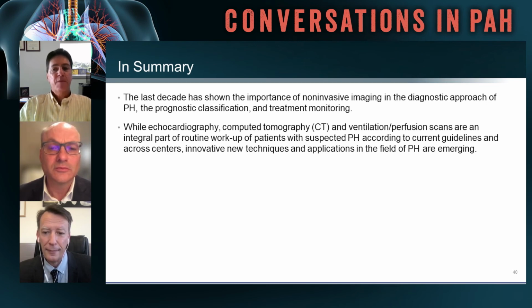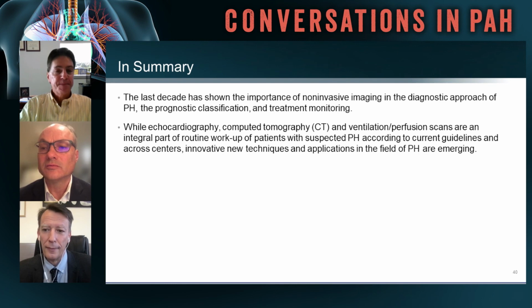Just to summarize this last section on imaging, the last decade has shown the importance of non-invasive imaging in the diagnostic approach of PH, in the classification, prognosis, and treatment monitoring. While echo, CT, and VQ scans are an integral part of routine workup of patients with suspected PH, according to guidelines and across centers, there are some innovative new techniques on the horizon and applications in the field of PH, such as 3D echo, dual energy CT, 4D flow magnetic resonance imaging, T1 and extracellular volume fraction mapping. A lot of these we didn't have time to cover. Non-contrast enhanced MRI sequences for perfusion and ventilation, and molecular targeted PET scanning. All these things and more are emerging.